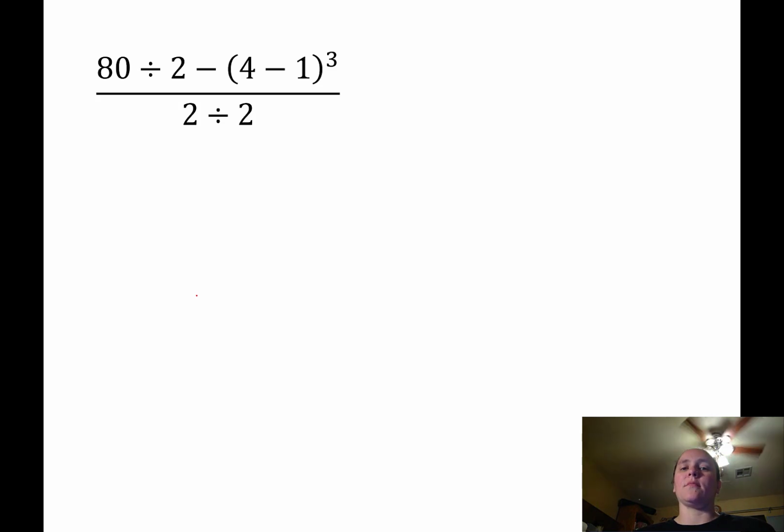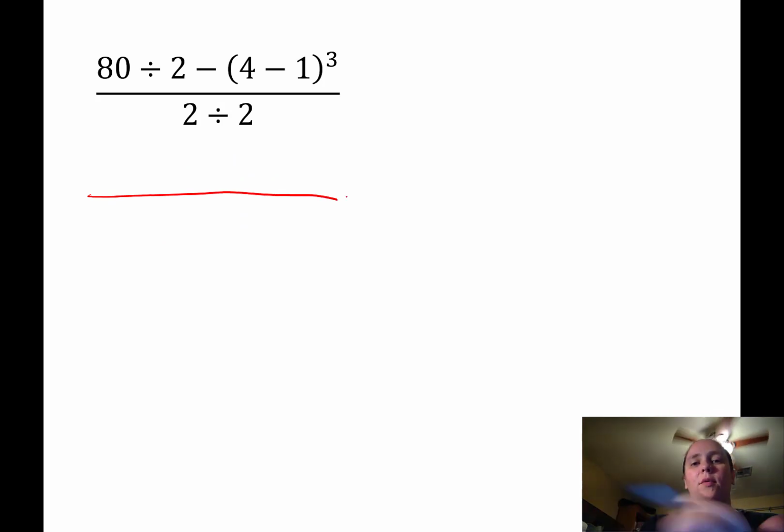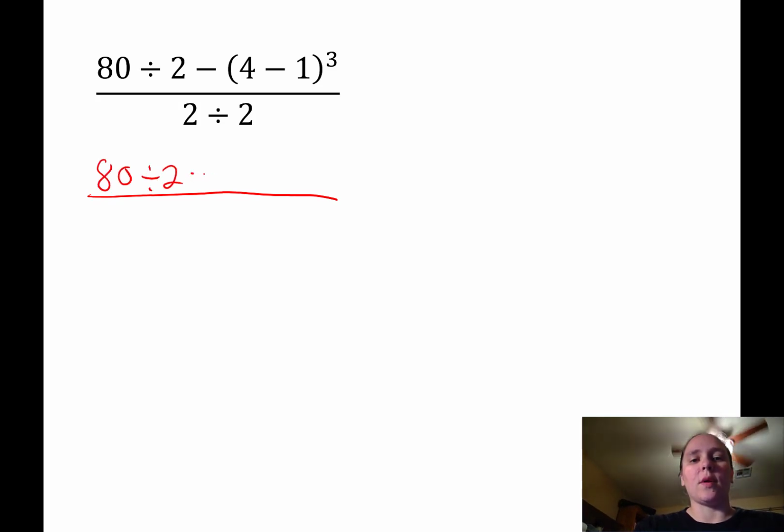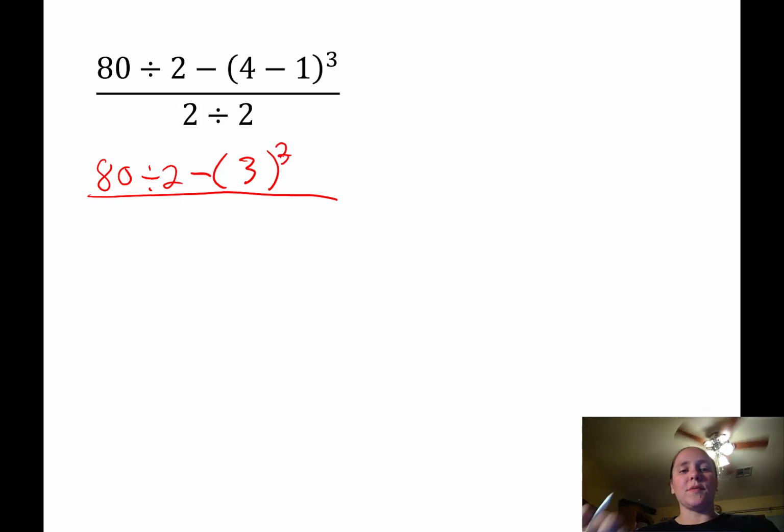All right, so let's look at this. Remember, a fraction is a grouping symbol, so I'm going to work the top and the bottom separate. So let's start with the top of our fraction, okay? I'm going to work that parentheses first, so I get 80 divided by 2 minus 4 minus 1, which gives me 3 cubed. Okay, so we've taken care of that, simplified that part. Now I'm going to go ahead and simplify the bottom as well here. And that gives me 1.